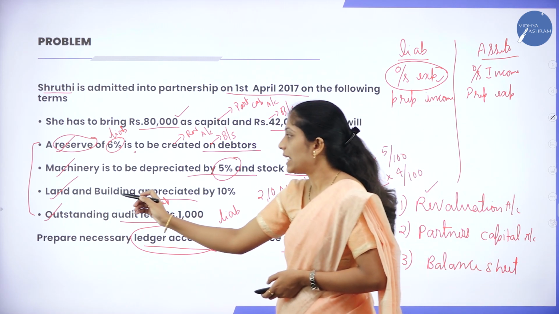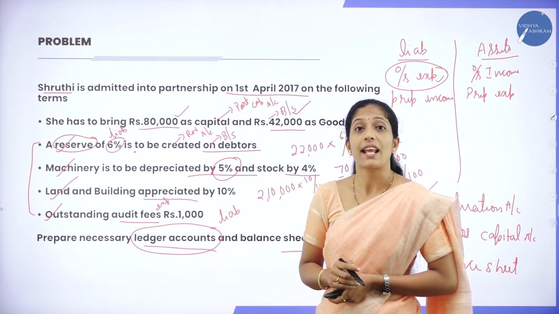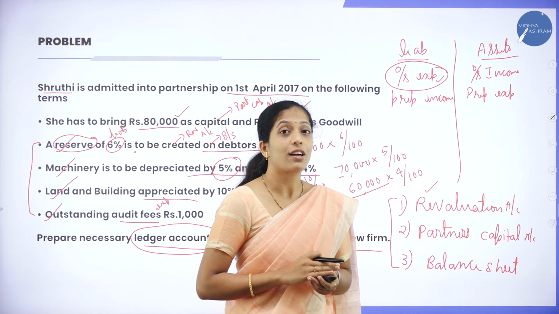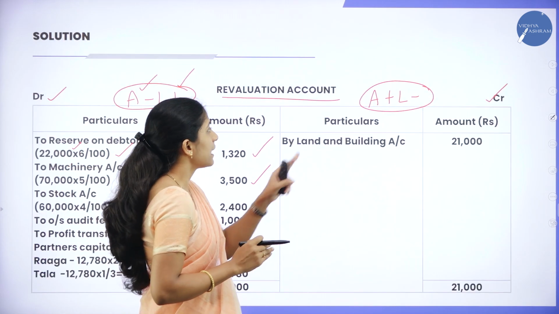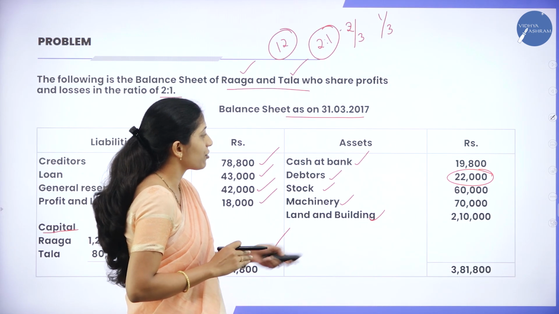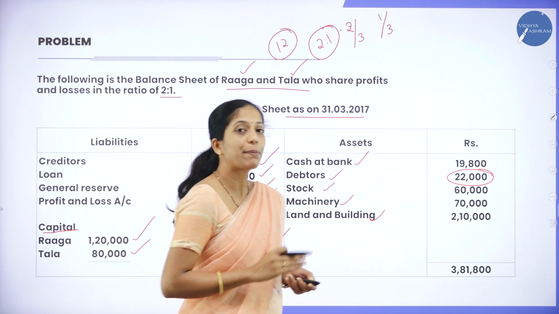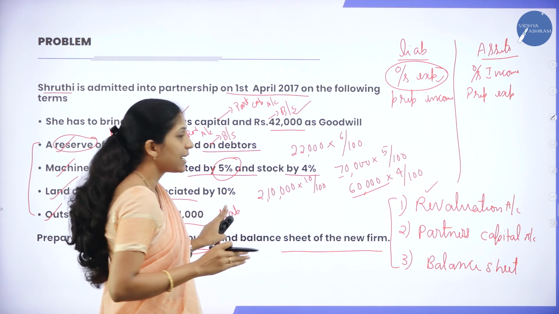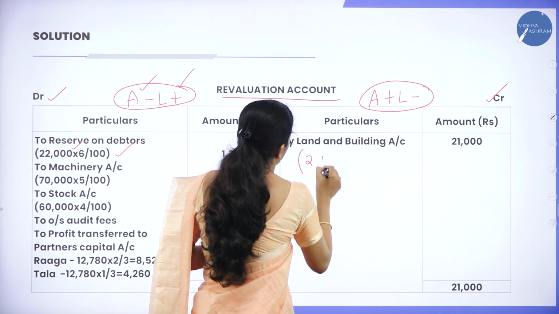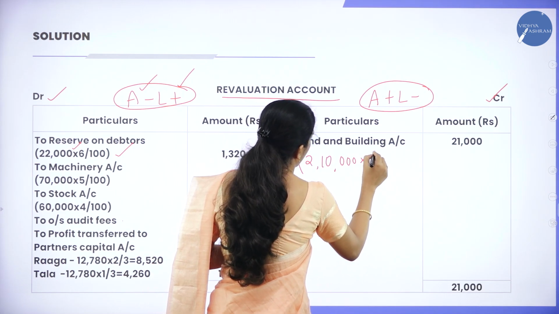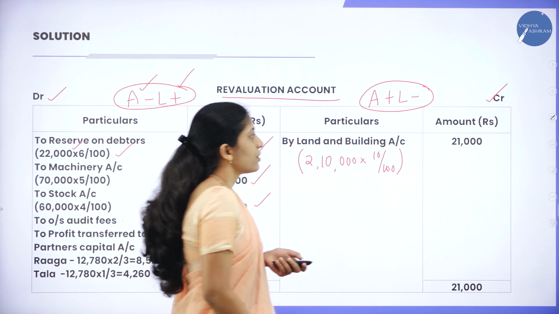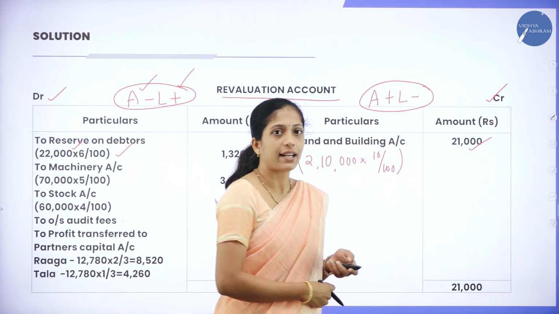Now, coming to the next one, land and building appreciated by 10%. In the sense what? An increase in the value of asset. So where do we record an increase in the value of asset? That is on the credit side, by land and building. What is the value of building in the balance sheet? 2,10,000. What is the percentage to be appreciated? That is 10%. So, 2,10,000 into 10 divided by 100. I'll get 21,000. So, this is an increase in land and building.